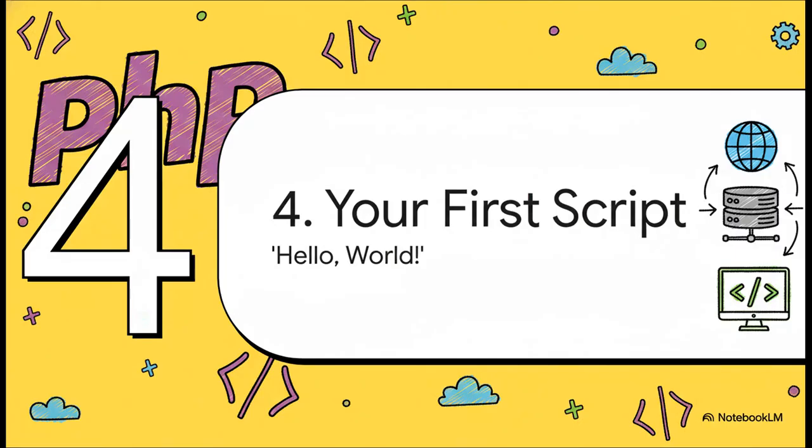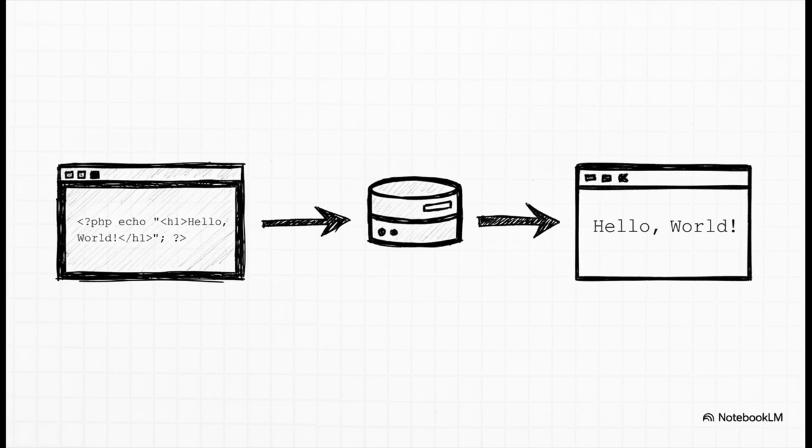With your environment ready to go, we're at the final step for this introduction, writing your very first script. Every developer's journey starts with Hello World, and in PHP, it's remarkably simple. So, you'd create a file, usually called index.php. Inside, you use these special PHP tags to tell the server, hey, this part right here is PHP code. The echo command is your tool for outputting something. And notice how we're not just outputting text, we're outputting an actual HTML H1 tag. The server processes this and just sends clean HTML right to the browser.